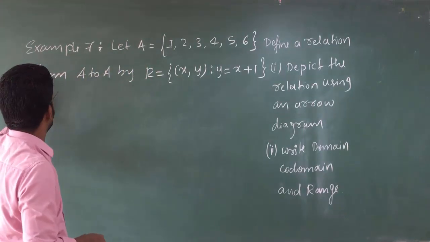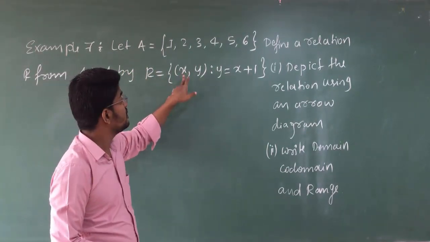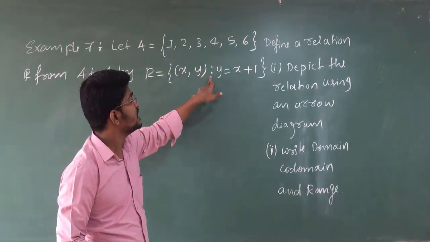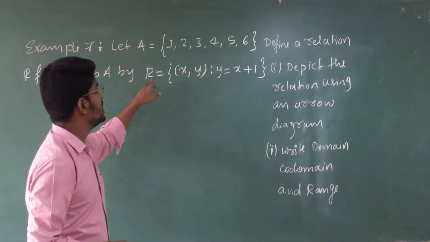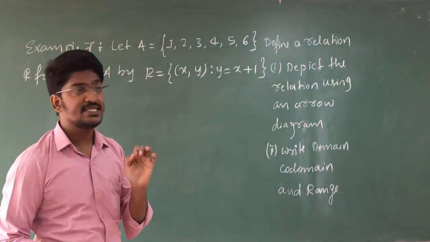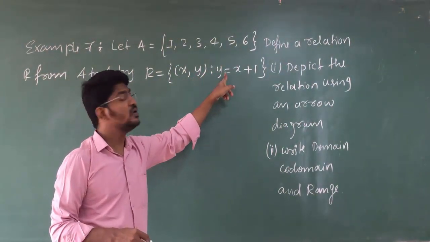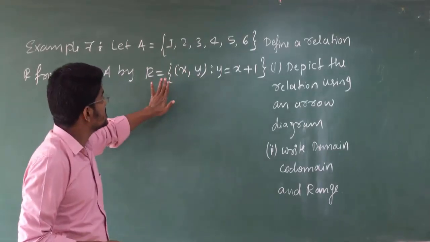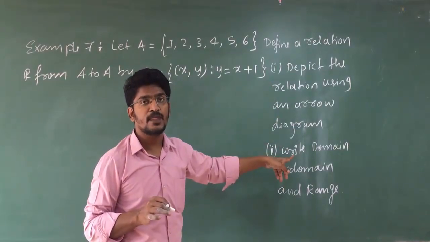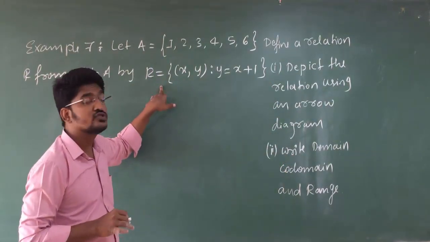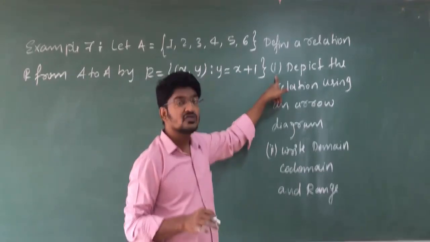Define a relation R from A to A by R equals the ordered pairs (x, y) such that y equals x plus 1. That means they are defining this relation R as ordered pairs (x, y) such that y equals x plus 1. So this relation you have to first solve before going to these two things. Are you getting my point? So first you have to solve this relation.